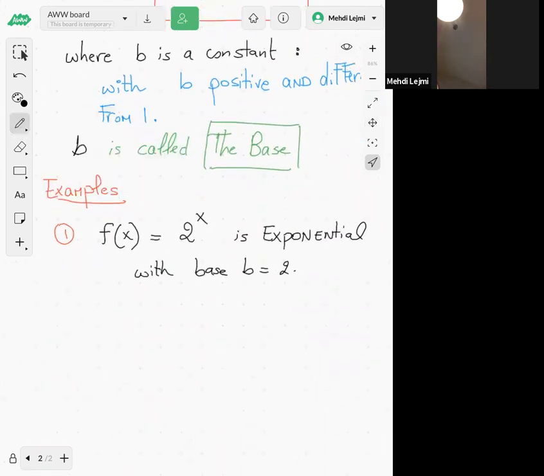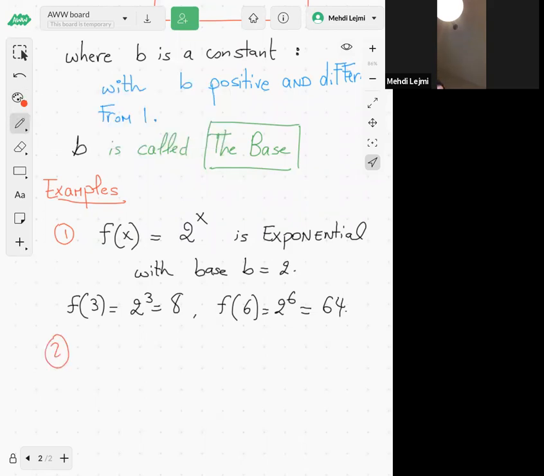So of course, when I evaluate f of 3, that will be 2 cubed, which is 8. If you want to evaluate, let's say, f of 6, that will be 2 to the power 6, right? So the variable x is the exponent, which is actually 8 times 8, that's 64, etc.